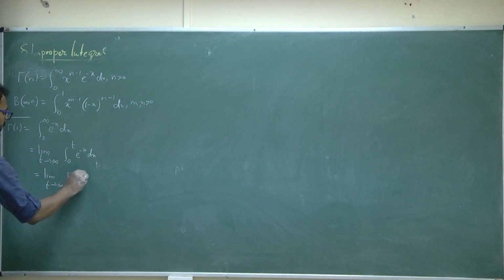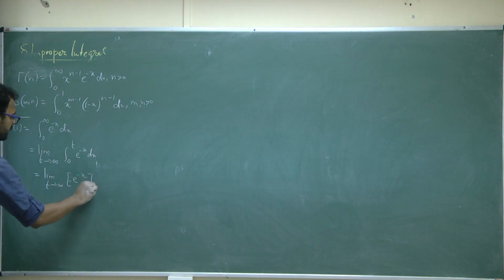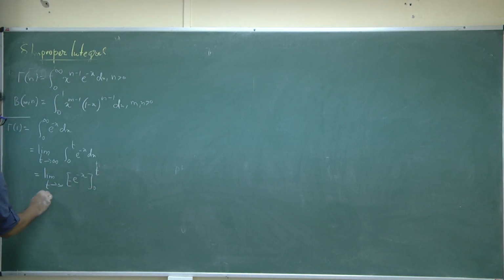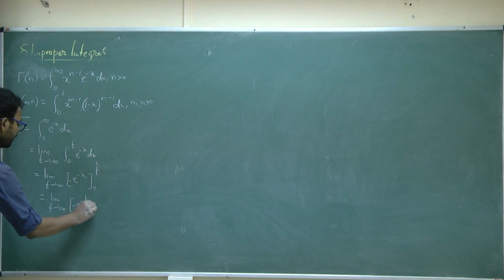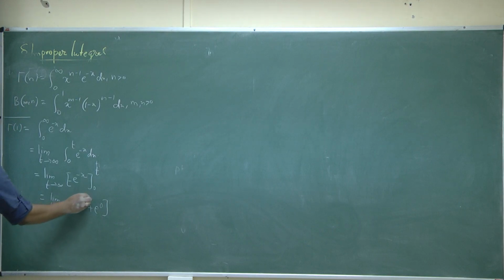this becomes e to the power minus x, with a minus sign, from 0 to t, and this becomes the limit as t tends to infinity of minus e to the power minus t plus e to the power 0. So, when t tends to infinity, the first term goes to 0, and the second is 1. So, basically gamma 1 is 1. All right.